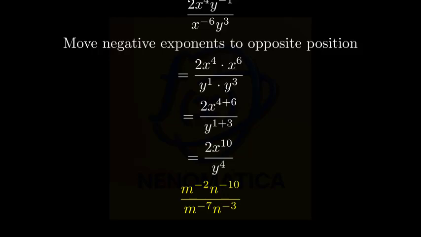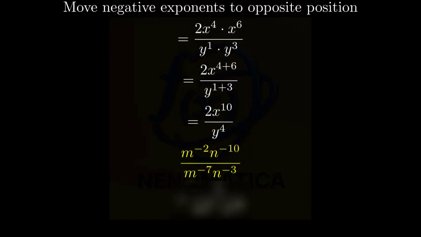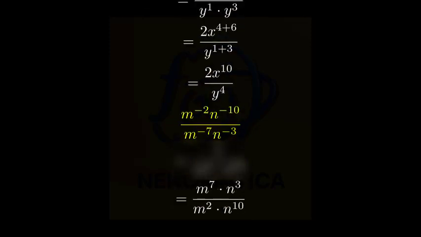We have m to the negative 2 n to the negative 10 divided by m to the negative 7 n to the negative 3. Again, we'll move all negative exponents to the opposite position. From the numerator, m to the negative 2 goes to the denominator as m to the positive 2, and n to the negative 10 goes to the denominator as n to the positive 10. From the denominator, m to the negative 7 comes to the numerator as m to the positive 7, and n to the negative 3 comes to the numerator as n to the positive 3.